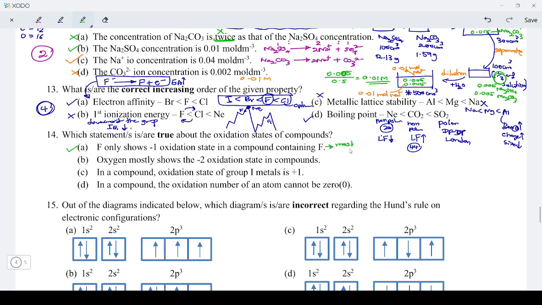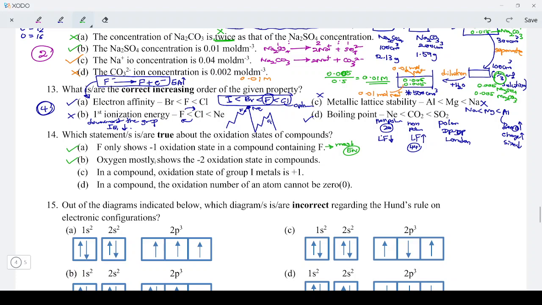It's the most electronegative element, so when it makes a bond, it always grabs the electrons, making it -1, right? So that's true. Oxygen mostly shows a -2 oxidation state, so that is also true because it's the next most electronegative element.